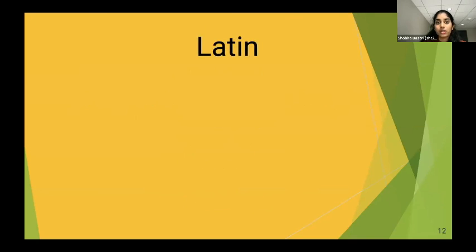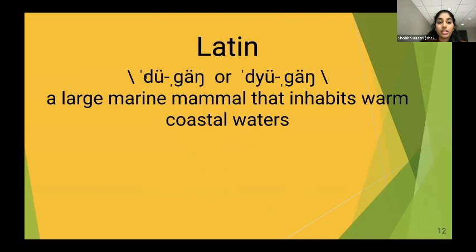Great. Okay. One more example of Latin. You have the word dugong. This word also has some other influences, but is a primarily Latin word. And this is a large marine mammal that inhabits warm coastal waters. And so, oh, sorry. We'll come back to that, but if people want to put guesses in the chat.